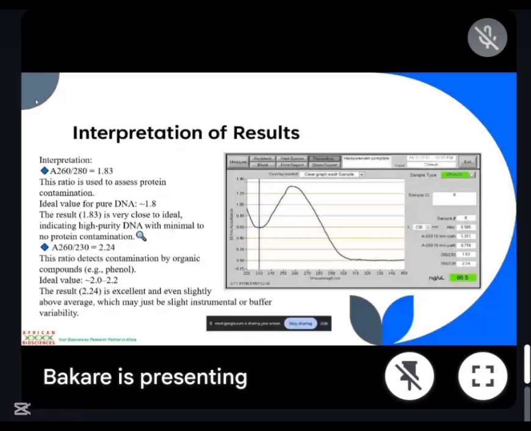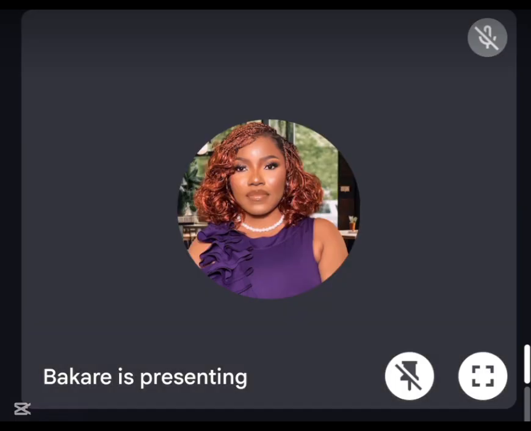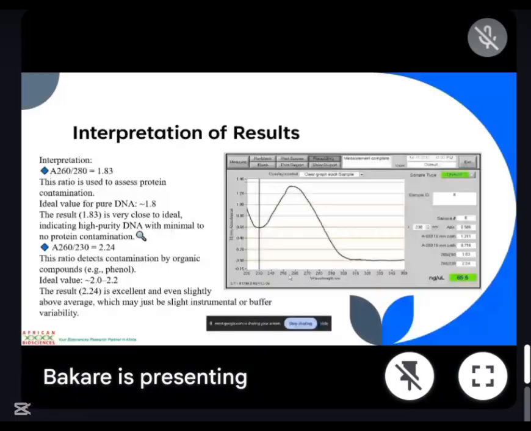Once we vortex, you take 2 microliters of it and put it on the pedestal. You will have cleaned the pedestal. For every measurement you do, you clean the pedestal before you do another thing. You clean with a paper towel. When you clean it, you put your 2 microliters, or whatever calibration volume your NanoDrop uses, on it, and you close it.